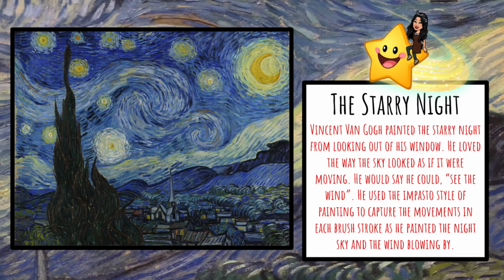Vincent van Gogh's famous The Starry Night painting. Vincent van Gogh painted The Starry Night from looking out of his window. He loved the way the sky looked as if it were moving. He would say he could see the wind. He used the impasto style of painting to capture the movements in each brushstroke as he painted the night sky and the wind blowing by.